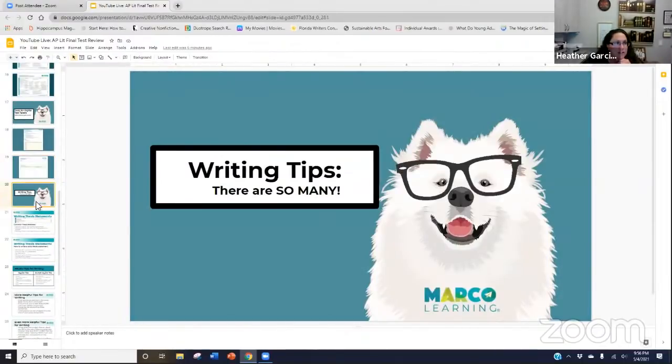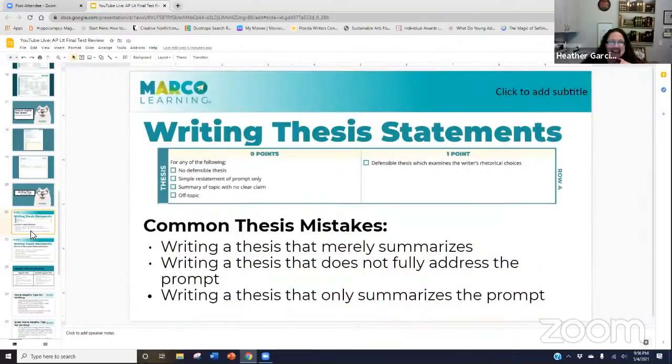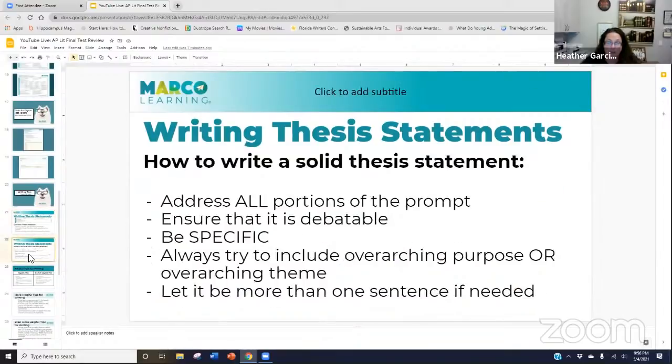So now let's look really at some more specific writing tips. And oh my gosh, I have so many, but you're just going to stick with me. It's going to be super. So when you're writing thesis statements, here's some common mistakes. A thesis that just kind of summarizes the poem or the story, right? It's kind of lame. Not a lot's happening. A thesis statement that doesn't fully address the prompt, right? It covers one half but not the other half, or that only summarizes the prompt, which I had given you an example of earlier.